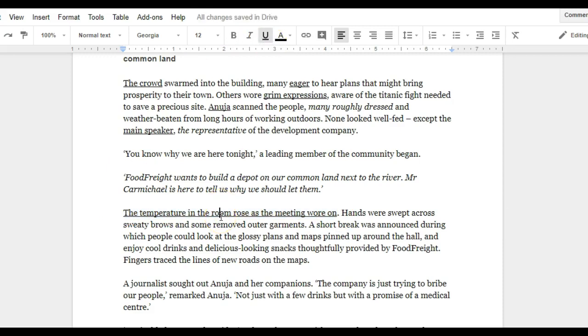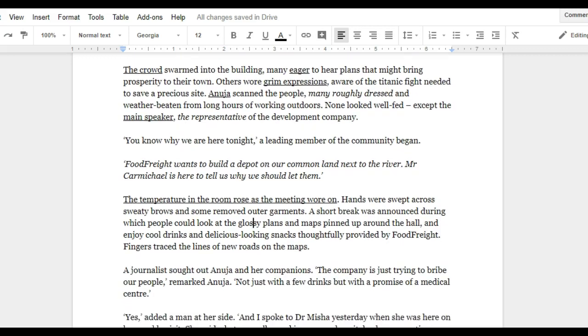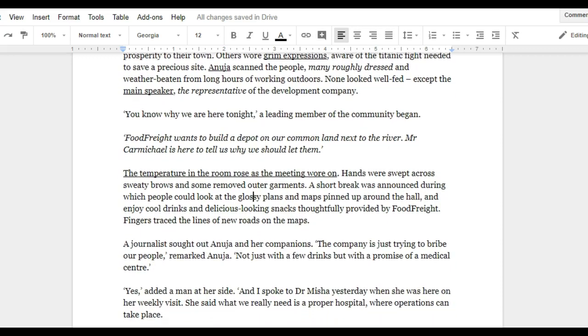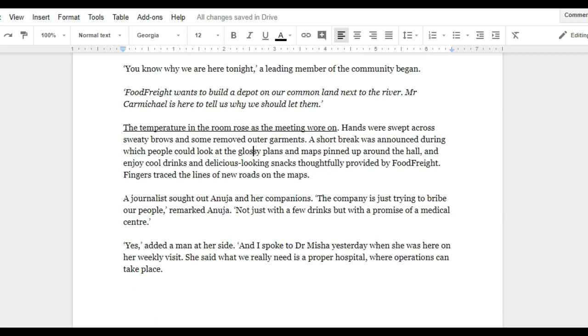I think it's going to reflect maybe the atmosphere in the room, the tension in the room as well. So I'm interested in that. Hands were swept across sweaty brows and some removed outer garments, because of course it's a physical heat, I think, as well as metaphorical heat. A short break was announced, during which people could look at the glossy plans and maps pinned up around the hall and enjoy cool drinks.